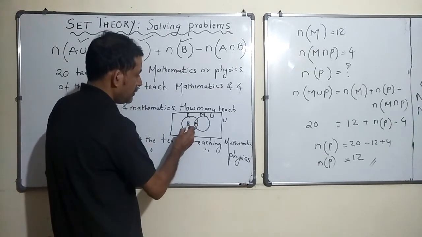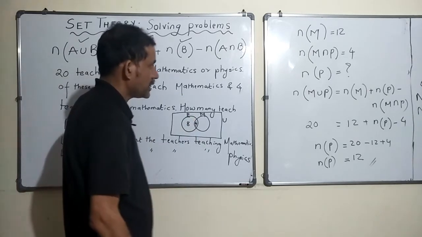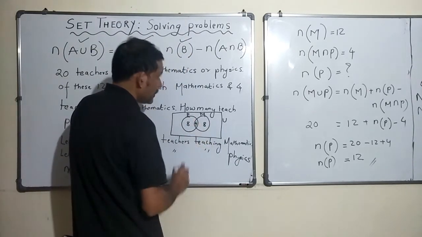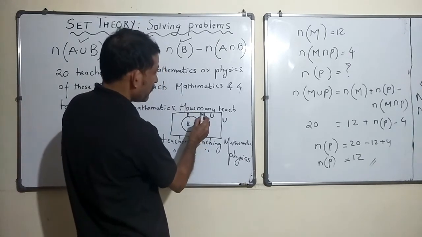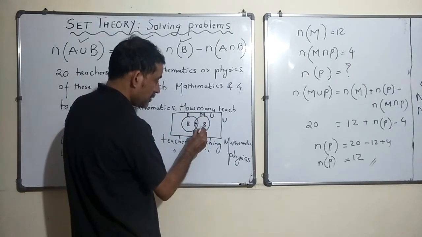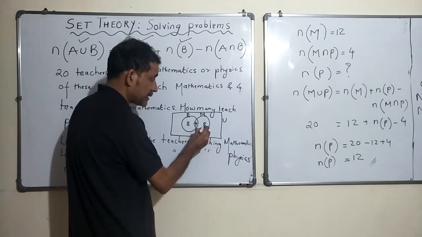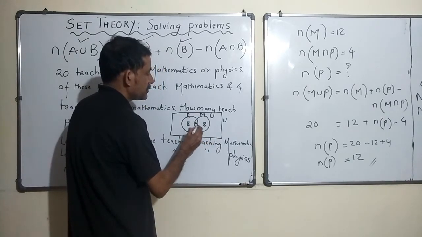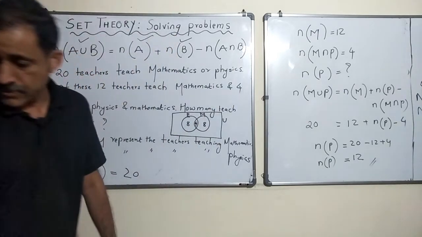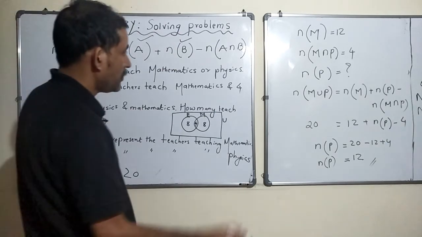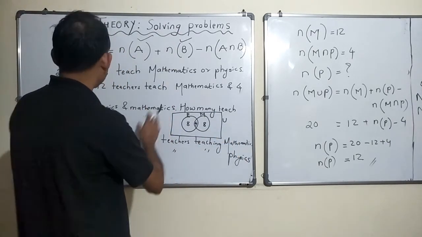So they are 12. So 8 plus 4, 12. What about mathematics? 12. So even this is 8, right? The number of teachers who teach mathematics is nothing but the ones who teach only mathematics, exclusively mathematics, or they teach mathematics with physics. So 8 plus 4 is 12. So that is good. And the number of total teachers we mentioned is 20.